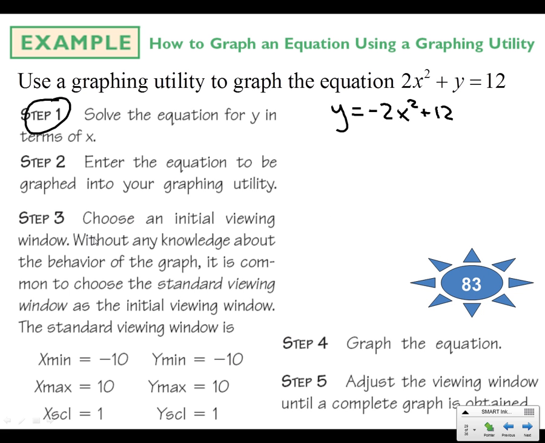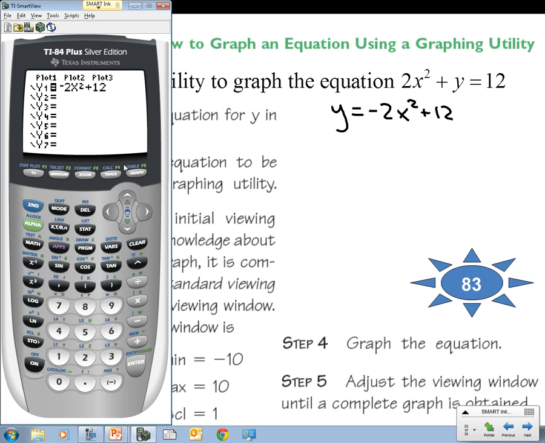Step 3, choose an initial viewing window. Without any knowledge, it is common to choose the standard viewing window here, negative 10 to 10, negative 10 to 10. So let's go back and make sure our window is looking good. Hey, look at that. That's the standard one. Most times your calculator will be in this, unless, of course, you change it, and then it'll be in whatever you've got last, whatever you did last.